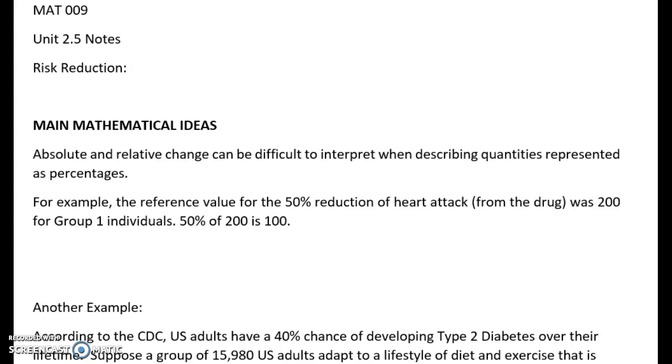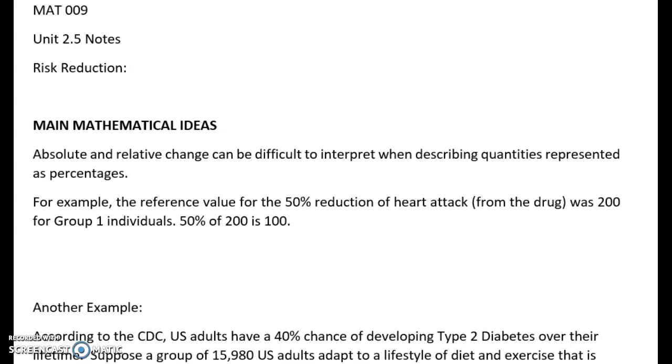So in this situation, you looked at a group of individuals who had some sort of risk of heart attack based on their lifestyle. For example, group 1 had a 40% risk of heart attack, but they were given a drug that was supposed to help reduce their risk of heart attack by 50%. So what you should remember is that when we initially found the number of individuals that were expected to suffer a heart attack, we found 40% of the group of 500 people. That meant that 200 was the expected number of heart attacks for that particular group.